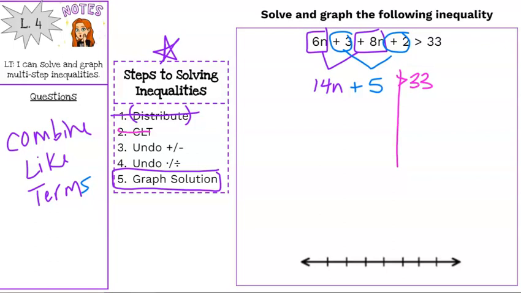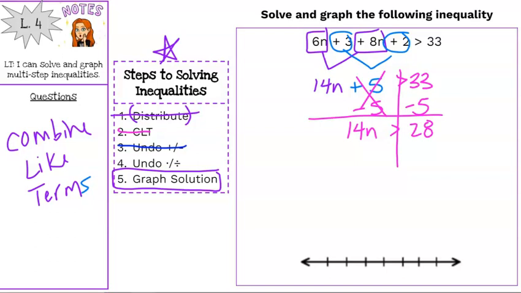Now we're going to undo addition or subtraction. We have plus 5 next to our variable, 14n plus 5. So I'm going to subtract 5 from both sides. 5 take away 5 is 0, so I have 14n is greater than 33 take away 5 is 28. So we undid our addition and subtraction, and now that last step is undo multiplication or division.